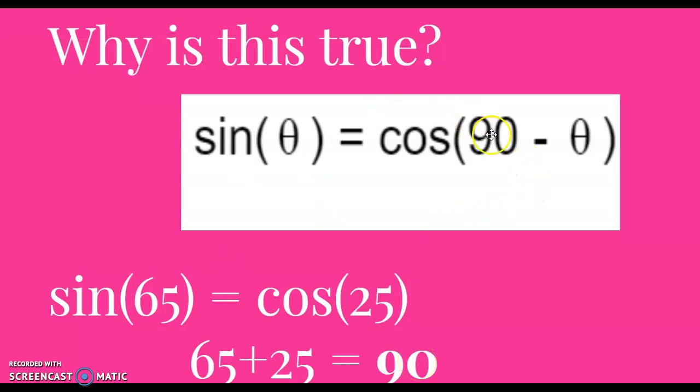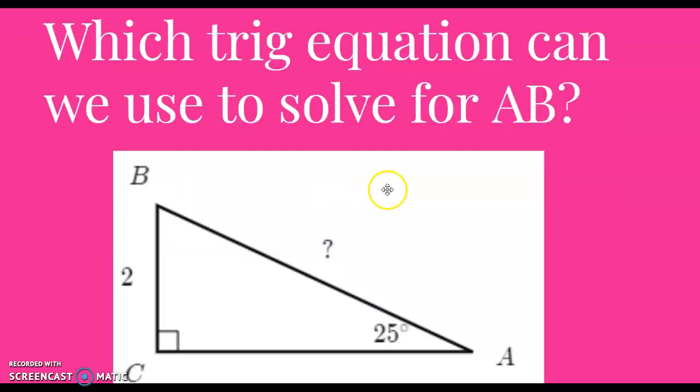Why do we need to know about the sine and cosine of complementary angles? Well, it allows us to solve for missing sides in more than one way. For example, which trig equation would we use to solve for AB? AB is the hypotenuse, and we have the opposite, so we would use sine, opposite over hypotenuse.